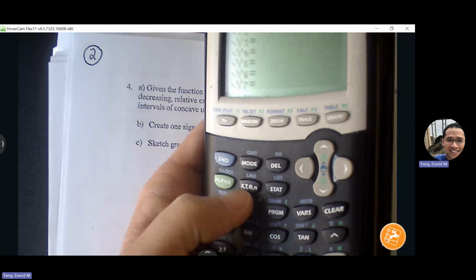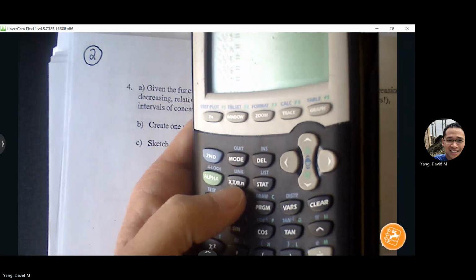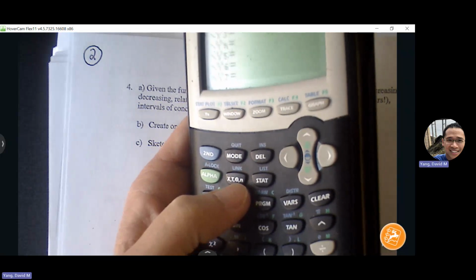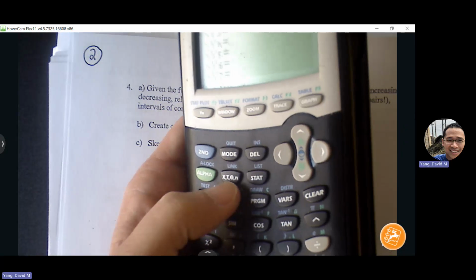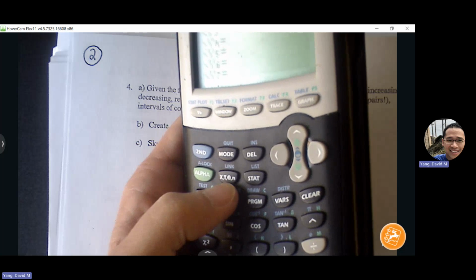The X button is near the top of your calculator there. There's multiple variables here, but we're only going to use variable X. If you click this button, it will always give you X.